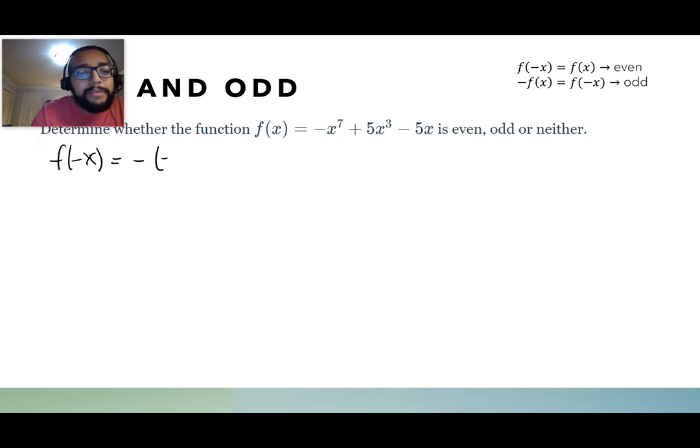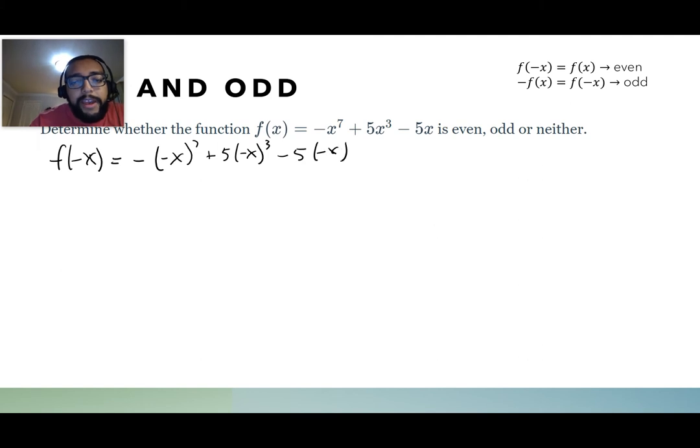So negative x to the 7th plus 5 negative x cubed minus 5 times negative x. A lot of stuff happening here. Think back and remember from the video. You can watch that video back again if you need help. If you have a negative number to an odd power, that number will still be negative. Again, if you have a negative number to an odd power, that number is still going to be negative.